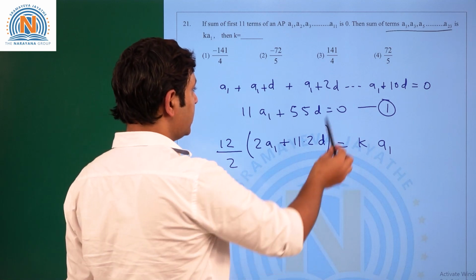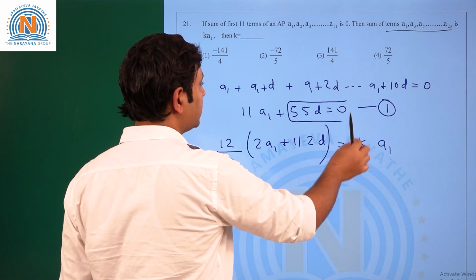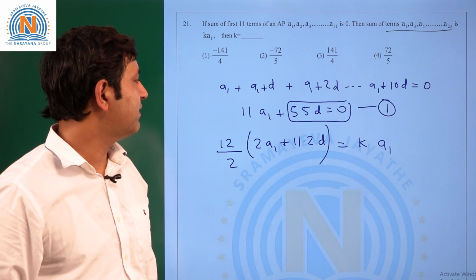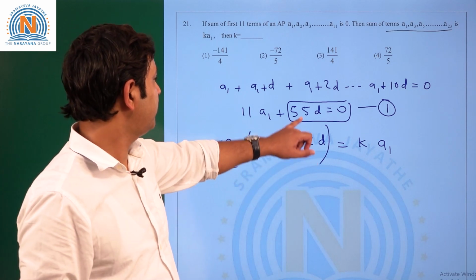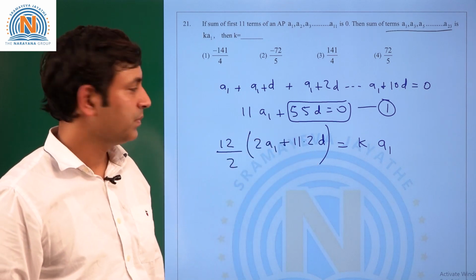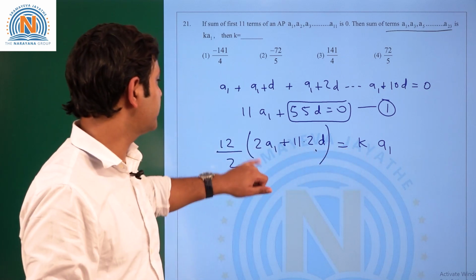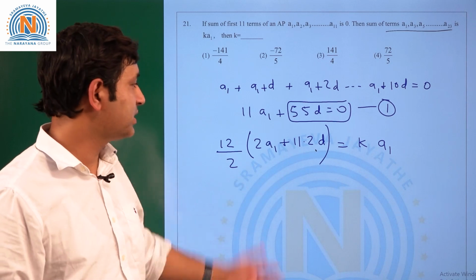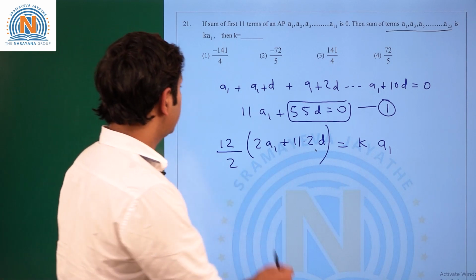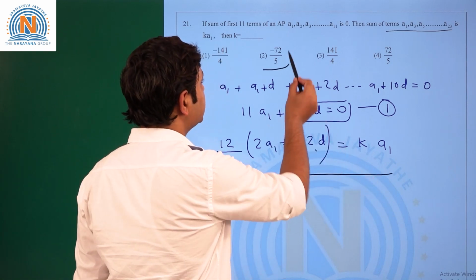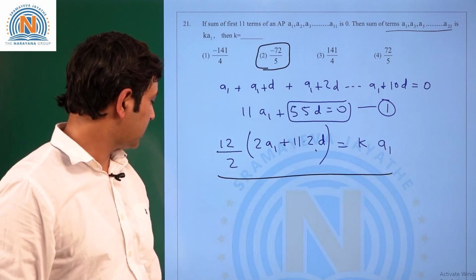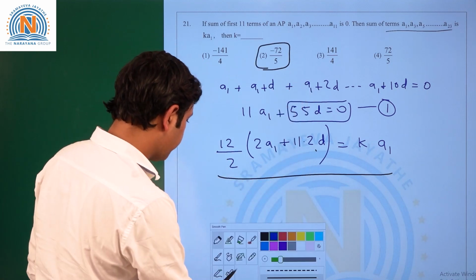What we need to do is, using this expression, we'll put D as minus 11 by 55. We'll put that here and we'll find the value of K as the coefficient of A1. The only variable is K, so we can easily find it out. We found that it comes out to be minus 72 by 5. We'll mark that. We'll move on to the next question.